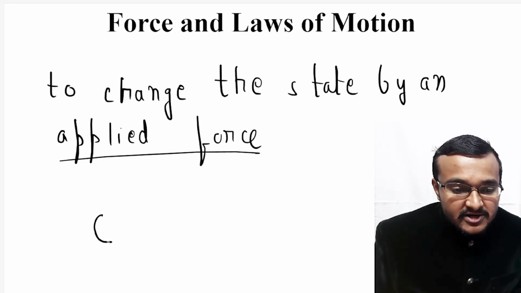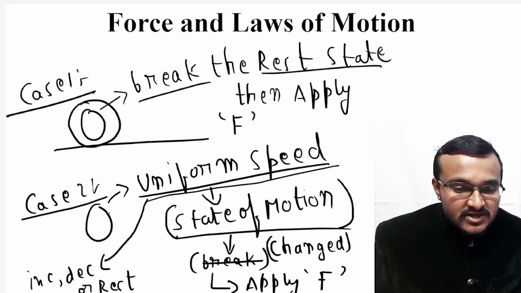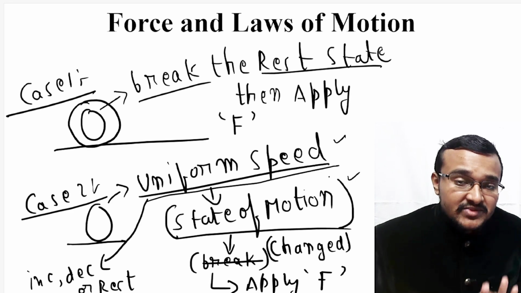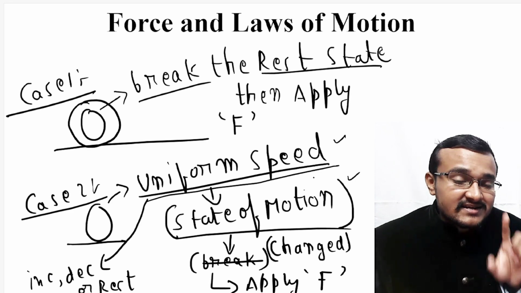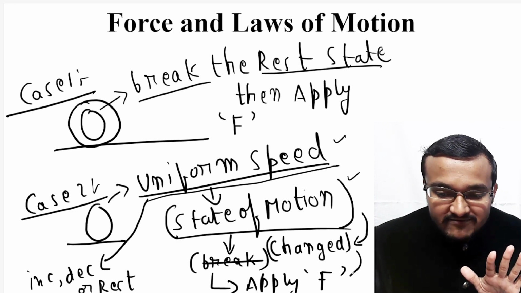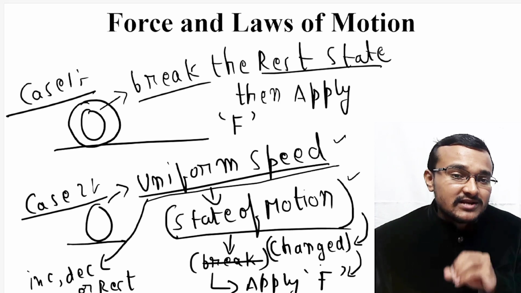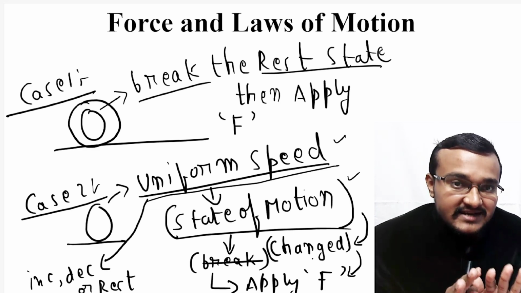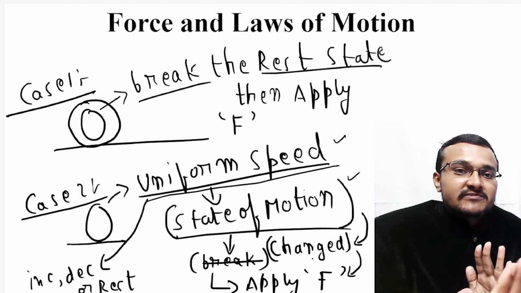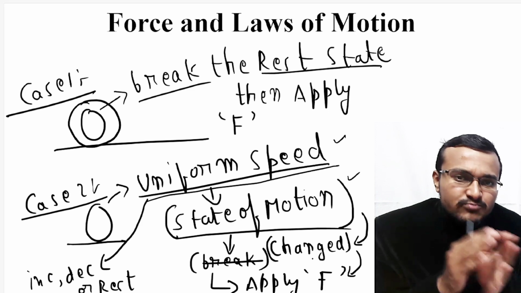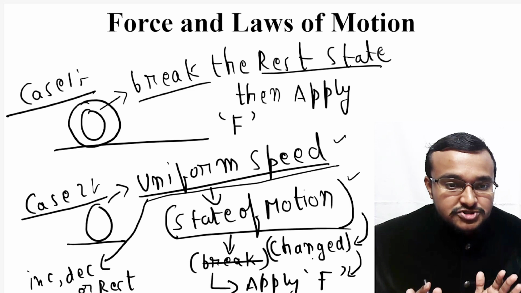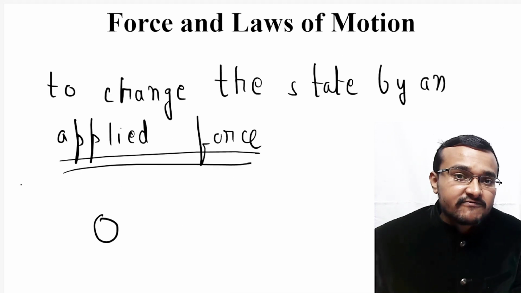That means if an object is at uniform speed, as I have already shown, it is in a particular state of motion and keeps continuing in that state unless an external force is applied. This state of motion is changed only when a force is applied. If you apply force from the opposite direction, it comes to rest. If you apply force in the same direction in which the object is moving, the object will be accelerated. So in both cases, the state of motion changes because of the applied external force. This is Newton's first law of motion.